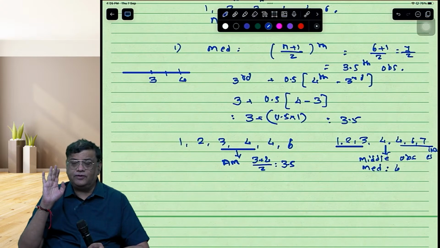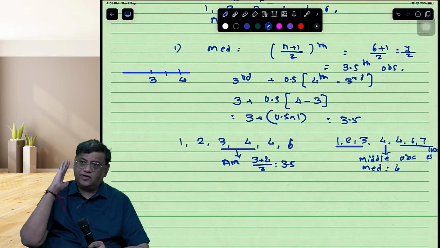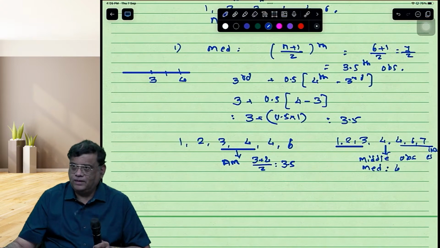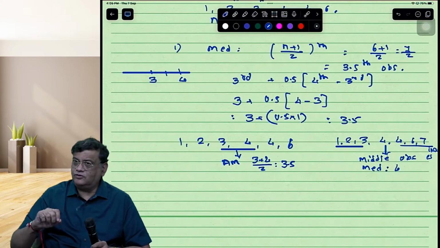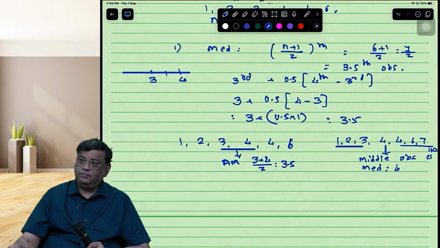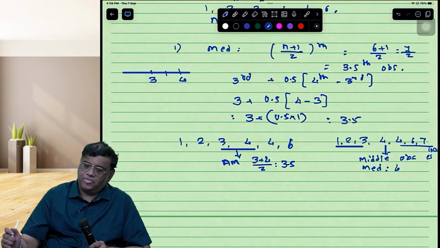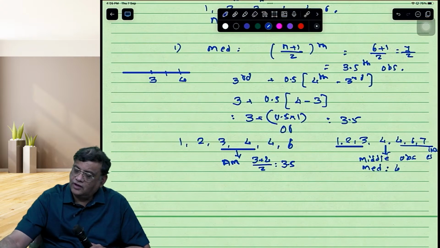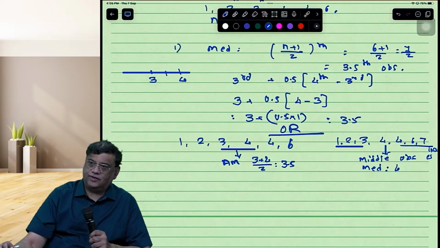Otherwise, what will you do? If n is even, it is the mean of the two central values. And if there is an odd number of observations, then the exact central observation is the median. First of all, you have to arrange the data in increasing order. Did you understand? So there are two ways to find the median, either this way or this way.